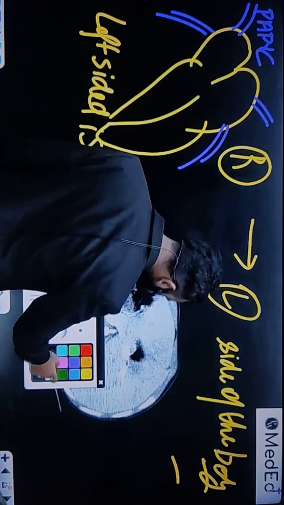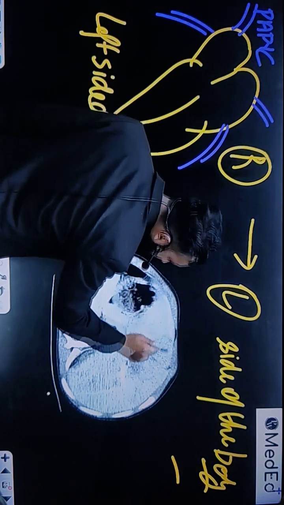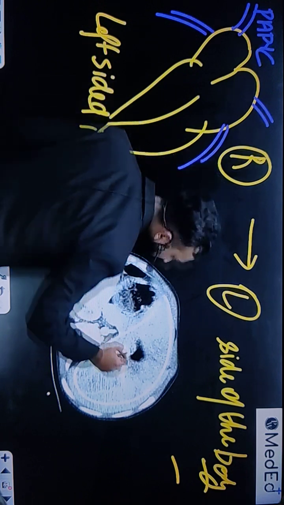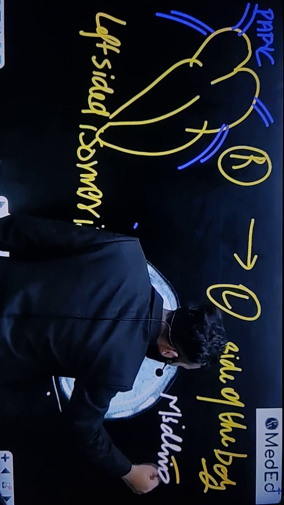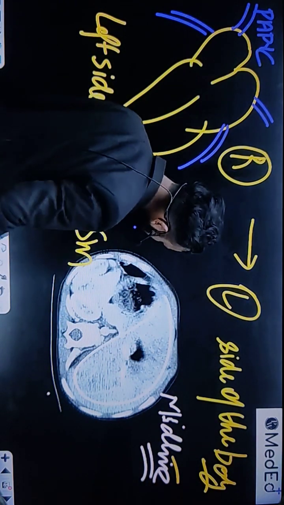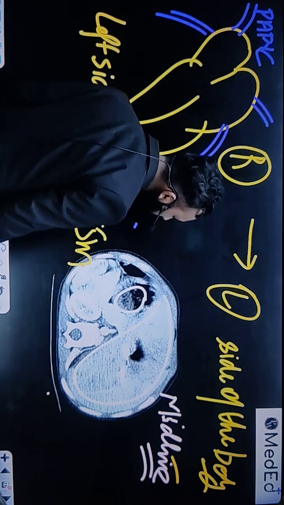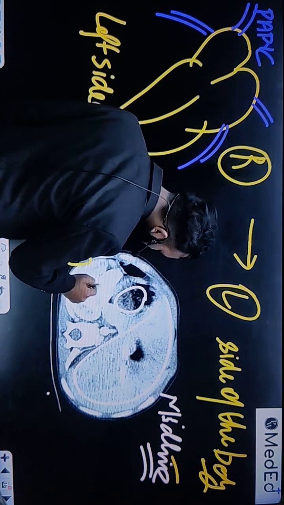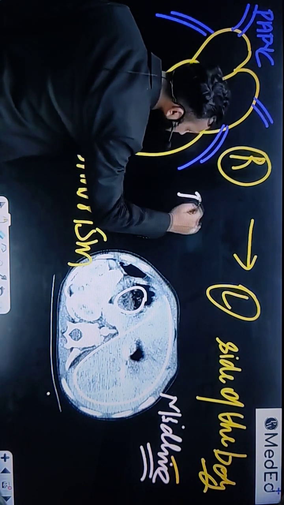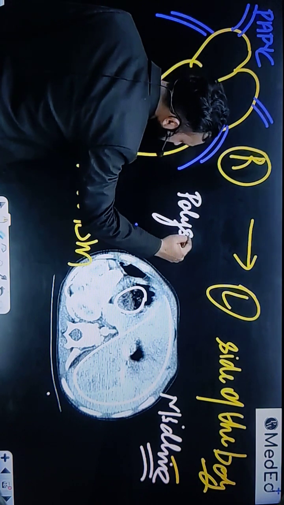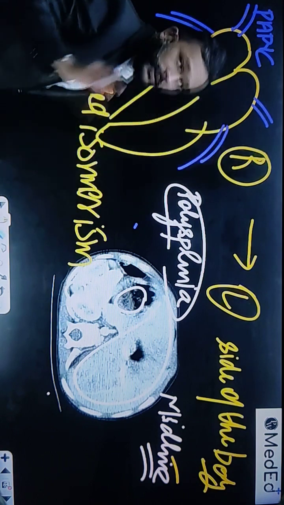What else can we see? We can also see that the liver will be present in the midline. The stomach will be present on the right side of the body, and you will see multiple spleens. Multiple spleens will be present on the right side of the body. So this is known as polysplenia.